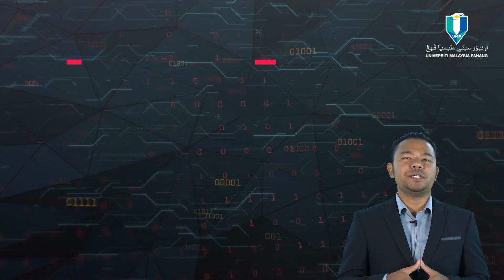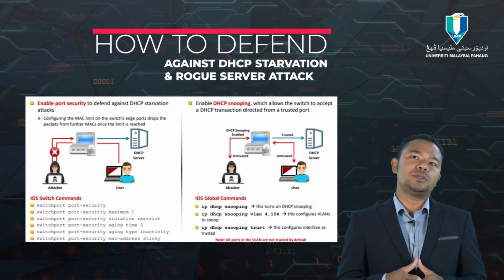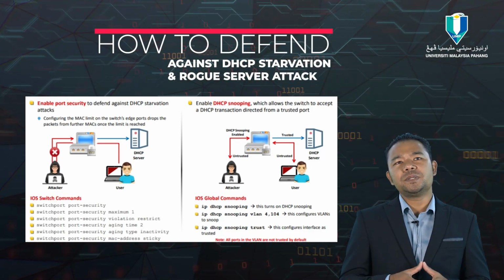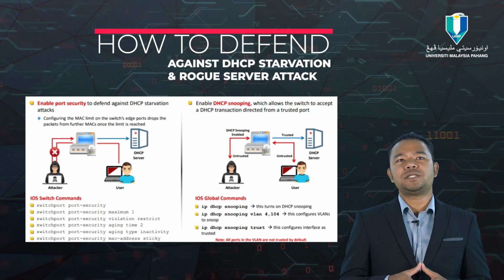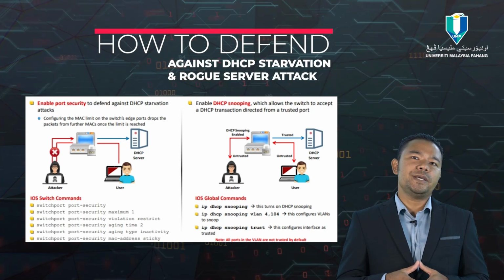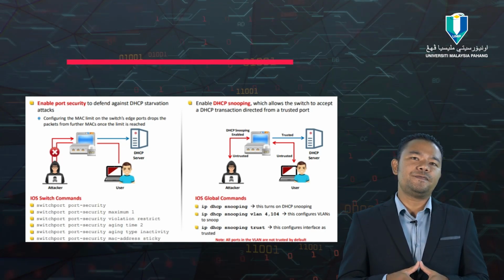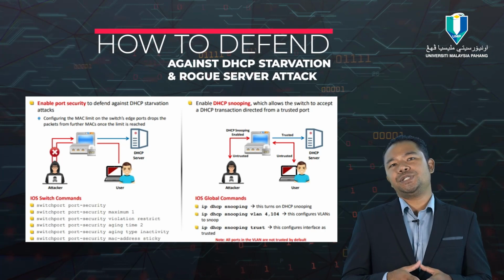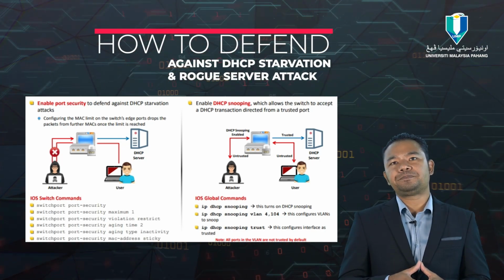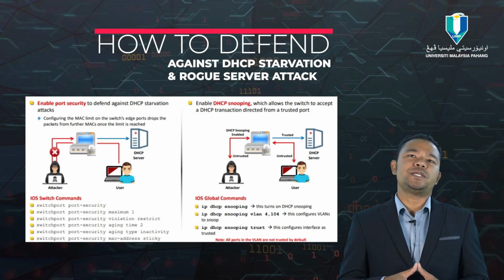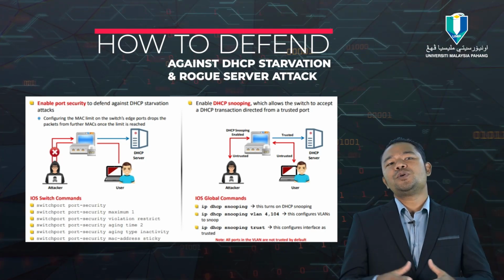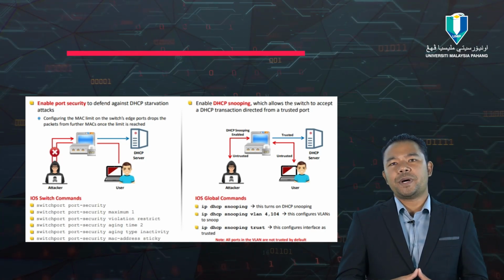How to defend against DHCP starvation and rogue server attacks? First, you must enable port security to defend against DHCP starvation. Configure the MAC limit on the switch edge port. Drop the packets from further MACs once the limit is reached. Second, enable DHCP snooping, which allows the switch to accept DHCP transactions only from the trusted port. This is an example of how you make the switch command.